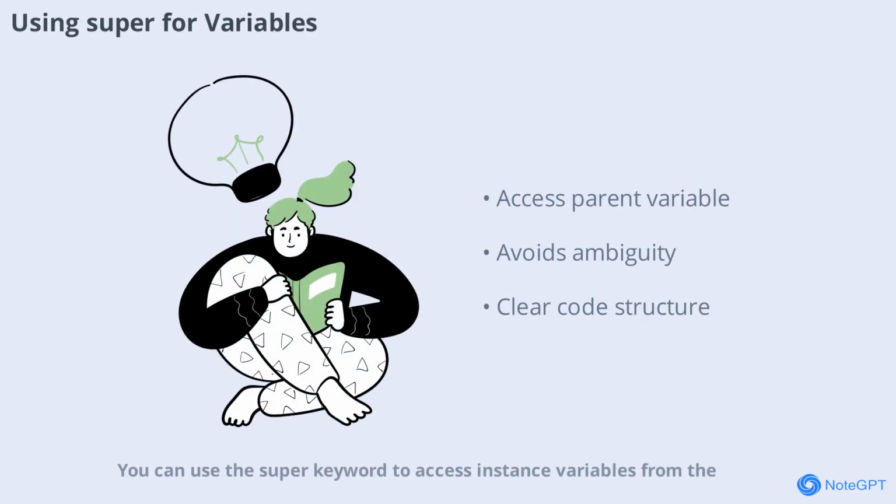You can use the super keyword to access instance variables from the parent class when the child class has a variable with the same name. For example, if both Animal and Dog classes have a color variable, using super.color in the Dog class will access the color from Animal, while just color refers to Dog's own variable. This helps avoid ambiguity and makes your code clearer.